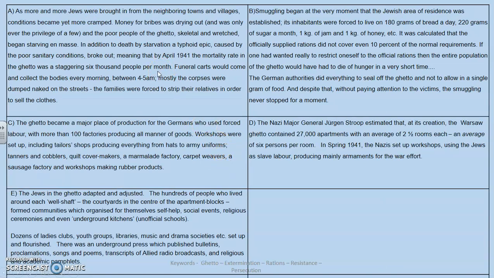As more and more Jews were brought in from neighbouring towns and villages, conditions became yet more cramped. Money for bribes was drying out, and was only ever the privilege of a few, and the poor people of the ghetto, skeletal and wretched, began starving en masse. In addition to death by starvation, a typhoid epidemic caused by the poor sanitary conditions broke out, meaning that by April 1941 the mortality rate in the ghetto was a staggering 6,000 people per month. Funeral carts would come and collect the bodies every morning between 4 to 5 a.m. Mostly the corpses were dumped naked in the streets. The families were forced to strip their relatives in order to sell their clothes.